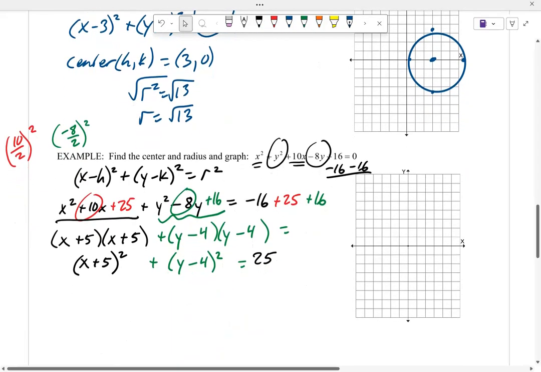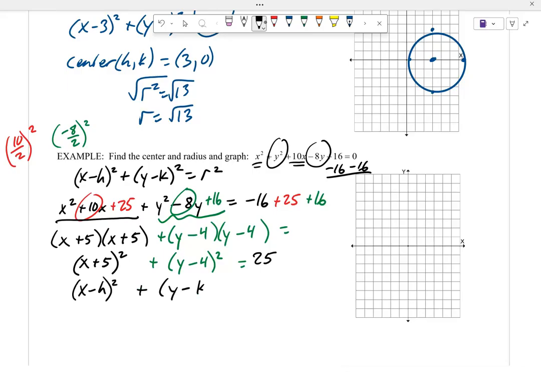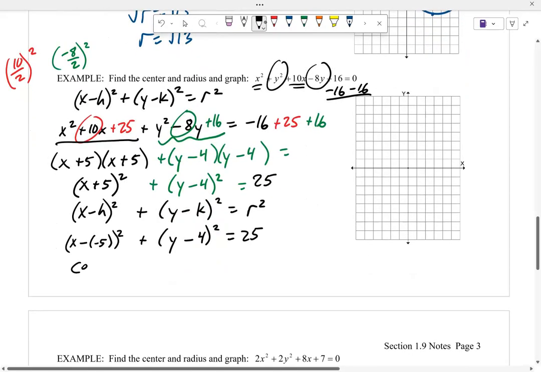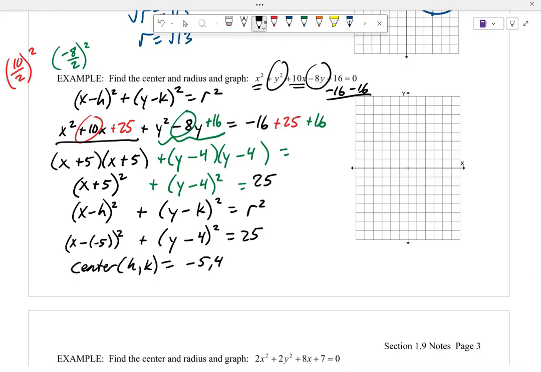Now I have it in standard form. So I've completed the square, and I can recognize what h, k, and r are. This is x minus negative 5, so h is negative 5. K is 4. And if r squared is 25, then my r must be 5. My radius must be 5. So the center (h, k) is (-5, 4). Since r squared equals 25, r must be 5.